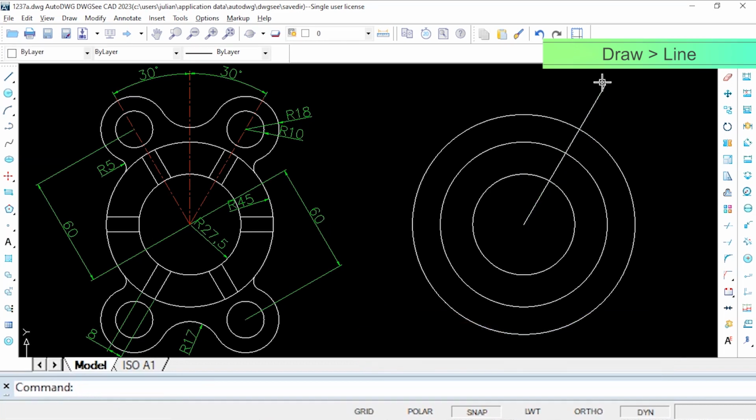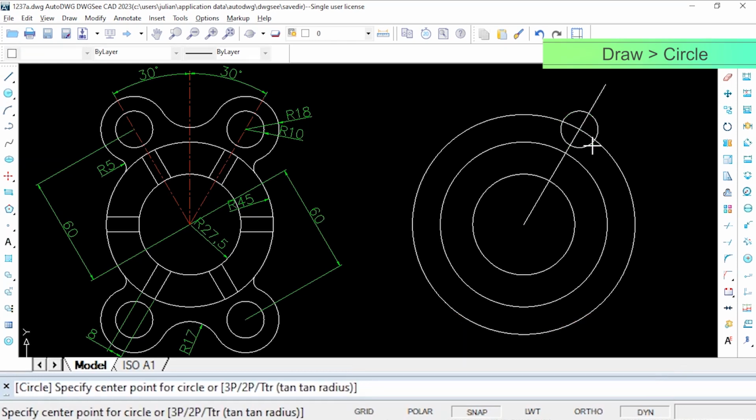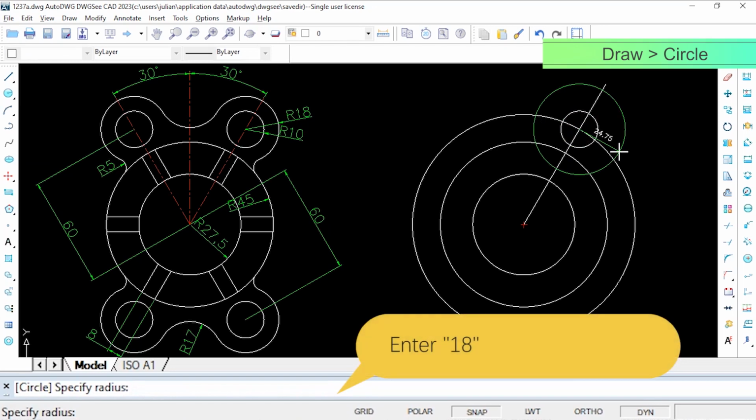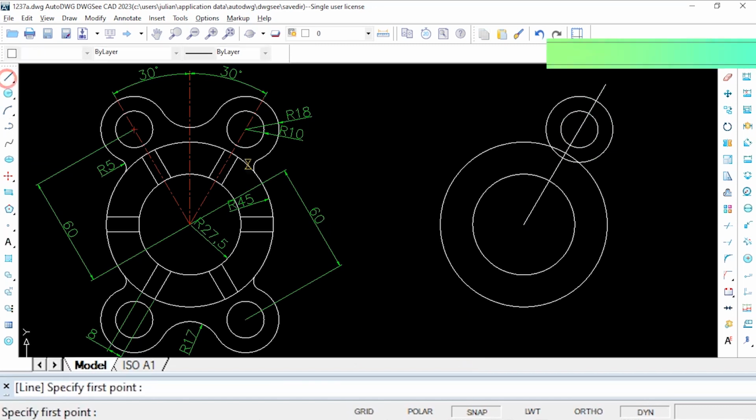Use the intersection point of the auxiliary line as the center to draw concentric circles with radii of 10 and 18. Offset the auxiliary line on both sides by a distance of 4 and then trim the objects.